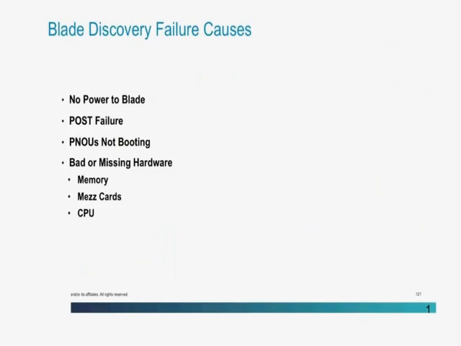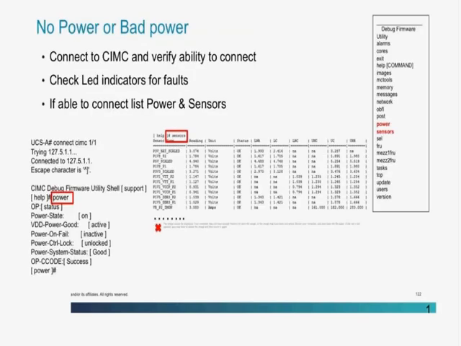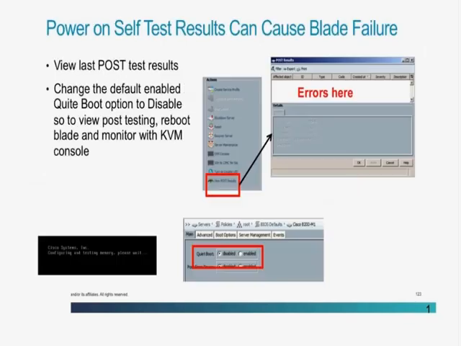Blade discovery. First thing, why is the blade not getting discovered? First, you need to check whether you've powered on the blade. You can check that you can connect to the CIMC from the UCSM context, and check the power. You can check the sensor readings from the CIMC context. And then you can also view the POST results: if you go to the blade, you can see view POST results. You can disable quiet boot. This will help you in troubleshooting.